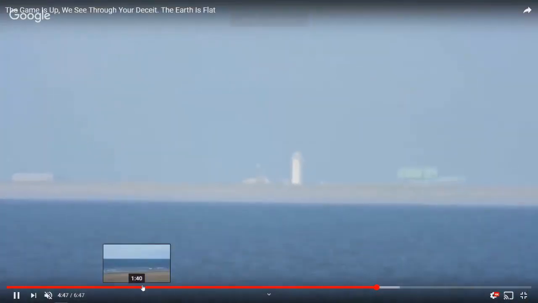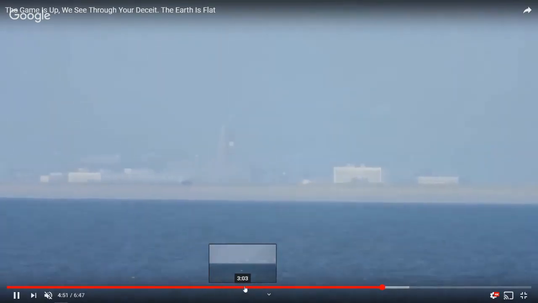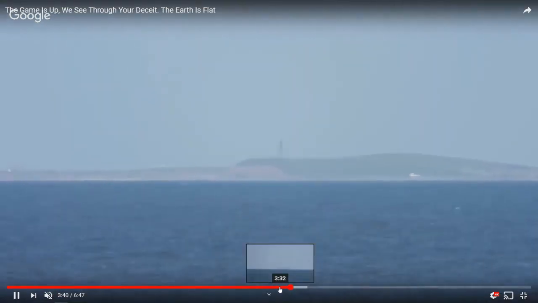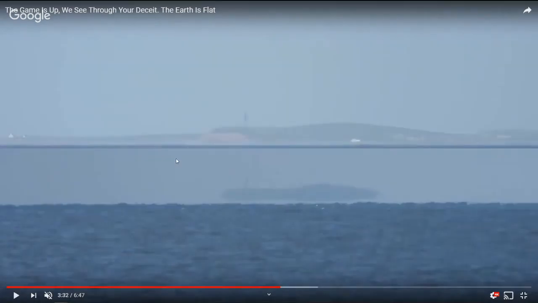Now let me find the truck. The truck's the best one. Just let me find it. Here we go. Right, okay, so here's the truck one.